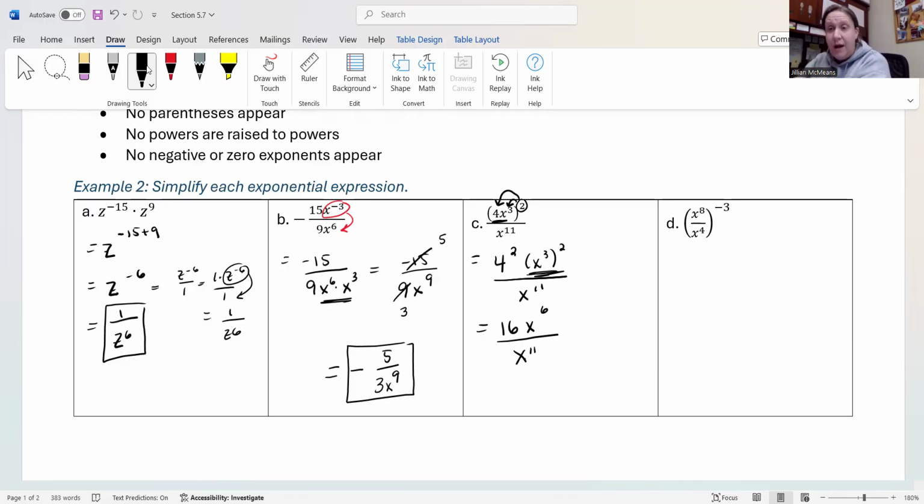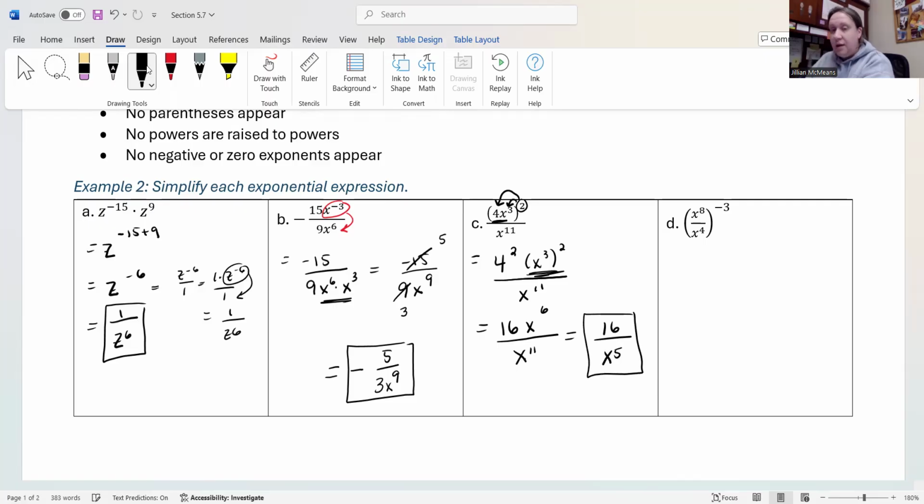I'm bottom heavy here. I have more x's in the denominator than I do in the numerator. So that tells me those 6 x's in the numerator are going to cancel 6 of the 11 x's in the denominator. So 11 minus 6 is 5. That means there's going to be 5 x's left. But where are they going to live? Because I'm bottom heavy, they're going to stay in the denominator. So this is going to become 16 over x to the 5th.